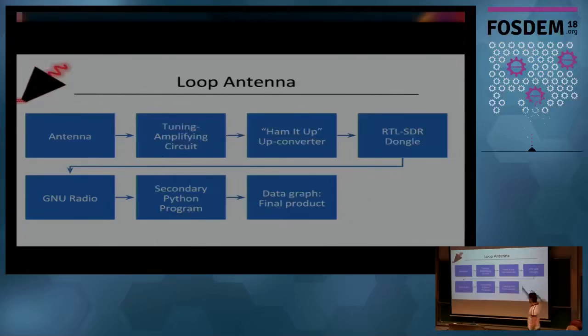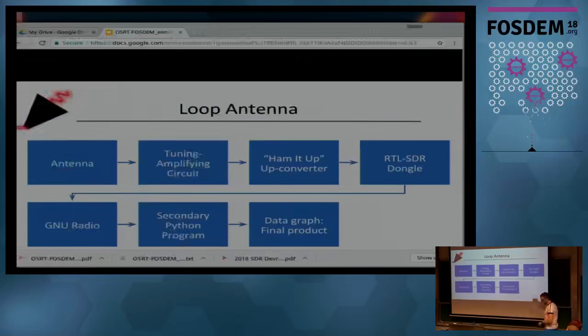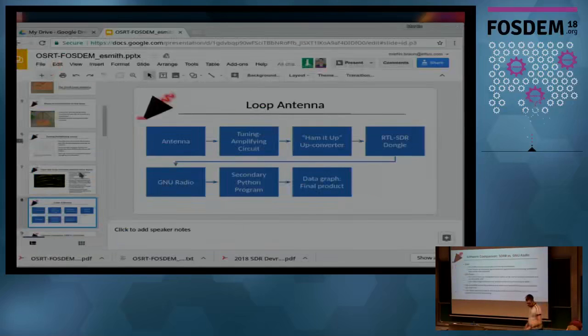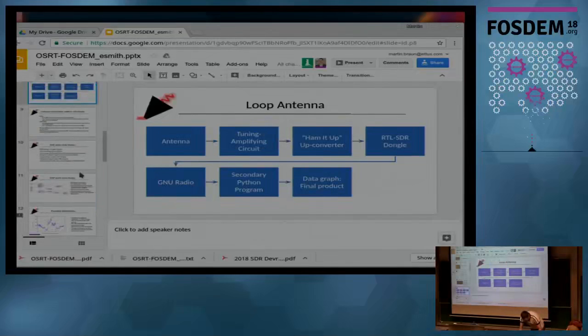So just quickly, starting from the antenna, which is just the wire, the amplifying circuit, which you have to assemble, the Ham It Up, going into an RTL-SDR, you end up in software, GNU Radio for some pre-processing, and then there's another Python program that is part of the OSRT kit that will produce your graphs. And the graphs look, what? Where's my graph?